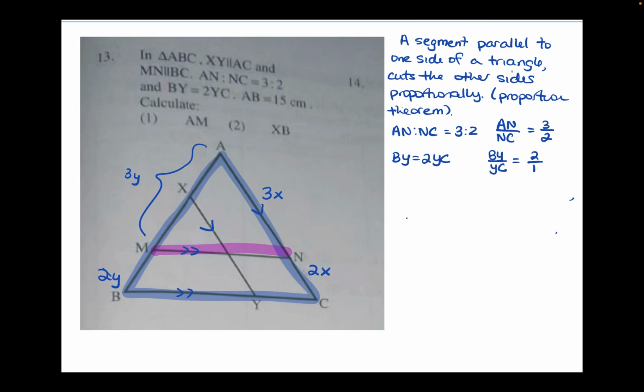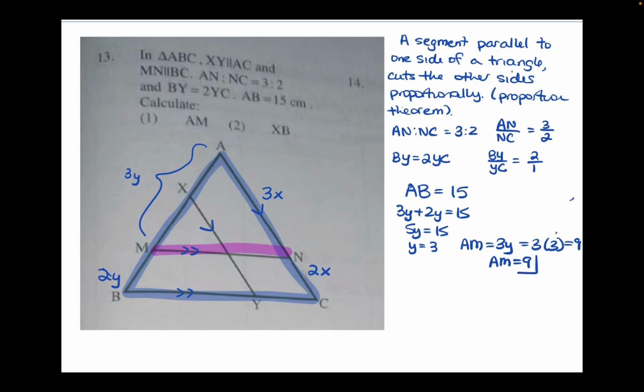But we were also told in this problem that AB is equal to 15. So 3y plus 2y is equal to 15. 5y is equal to 15, so y is 3. That isn't what we're looking for. We're looking for AM. But we knew that that was 3y. So 3 times 3 is 9. So AM would be equal to 9. 3/5 of 15 is another way to think of it.